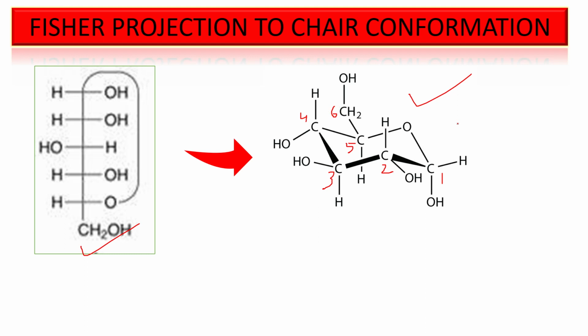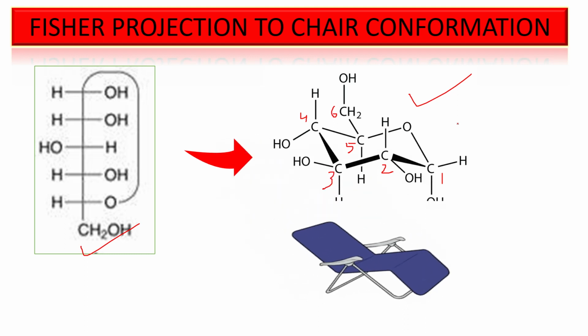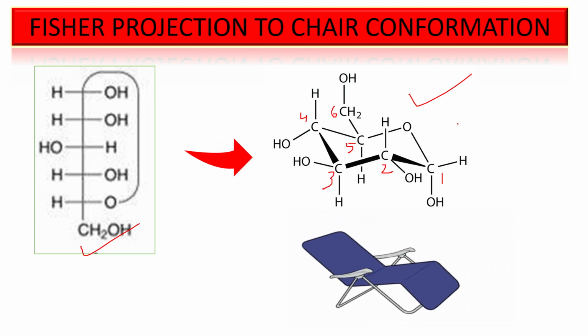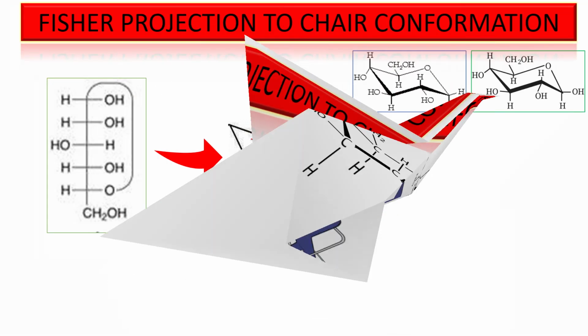Okay, so why is this chair conformation known as chair? It is simply because it looks like a chair. Okay, so that's why it is known as chair conformation. So now move on to the structure, how we can convert this Fischer structure of glucose to chair conformation. Okay, so move on to the next slide.